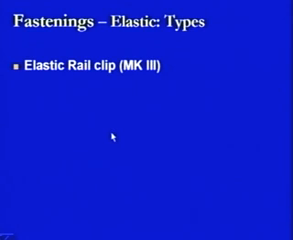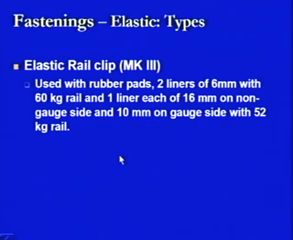Then there is another clip which is the elastic rail clip MK3. This is used with rubber pads. These rubber pads are used as two liners of 6 mm thickness with 60 kg rail sections, and one liner each of 16 mm thickness on the non-gauge side and 10 mm thickness on the gauge side with 52 kg rail section. So, depending on the type of rail section we are using, we have different types of liners, or the number of liners may also change.